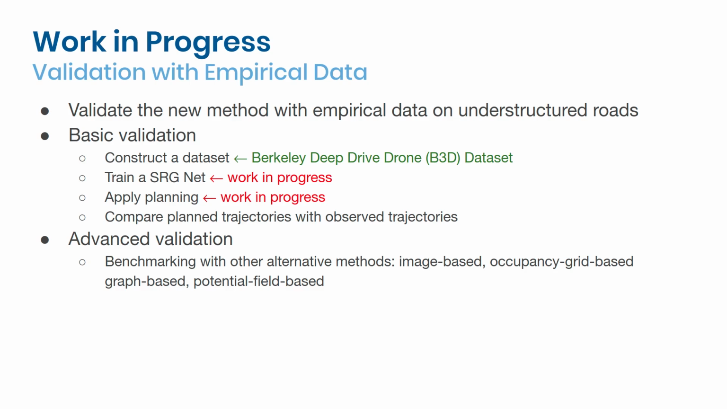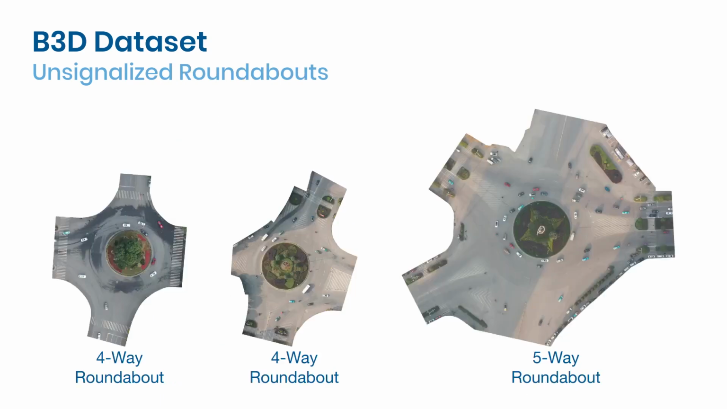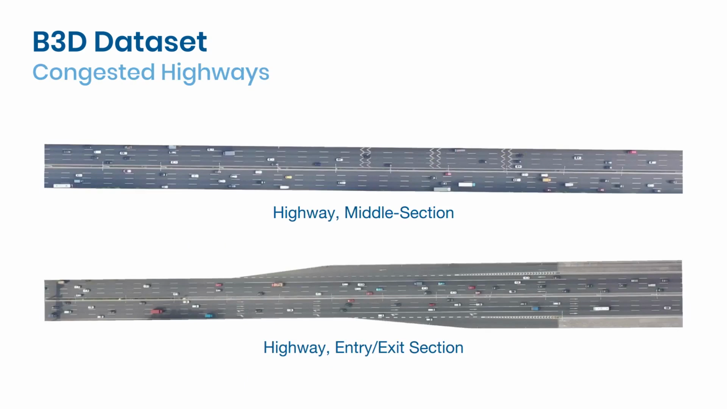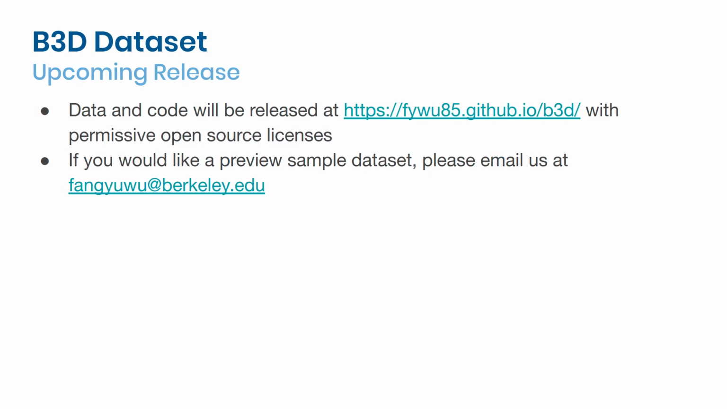As the next step, we are working on validating the concept of SRG using an empirical dataset called the Berkeley Deep Drive Drone dataset, or the B3D dataset. The B3D dataset contains a variety of understructured road environments, such as unsignalized intersections, unsignalized roundabouts, congested highways, and congested highways with bottlenecks. We are planning to release our work this summer, along with the dataset.